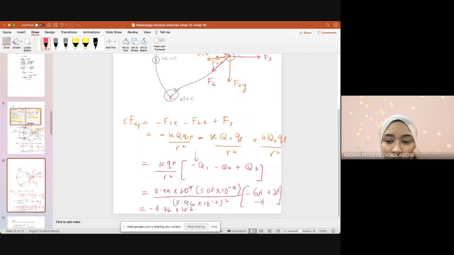I don't know what's going on, tapi tak dapat jawapan yang sama. Kita sepatutnya dapat jawapan yang sama. Does anyone know where my mistake is? Times 5.03 times 10 to the minus 9 times minus 4. No one knows. Everyone is just as clueless as I am.